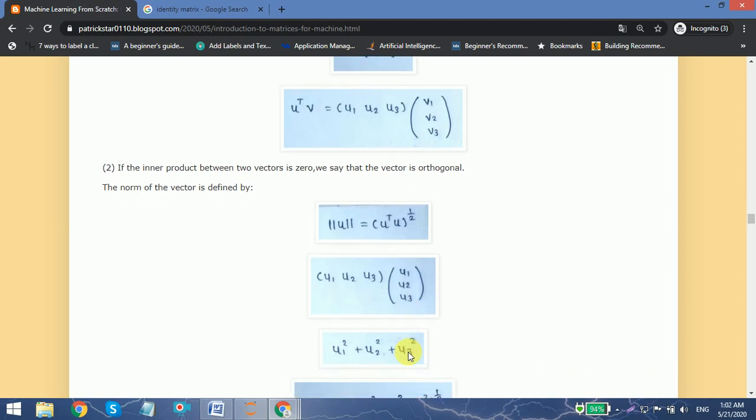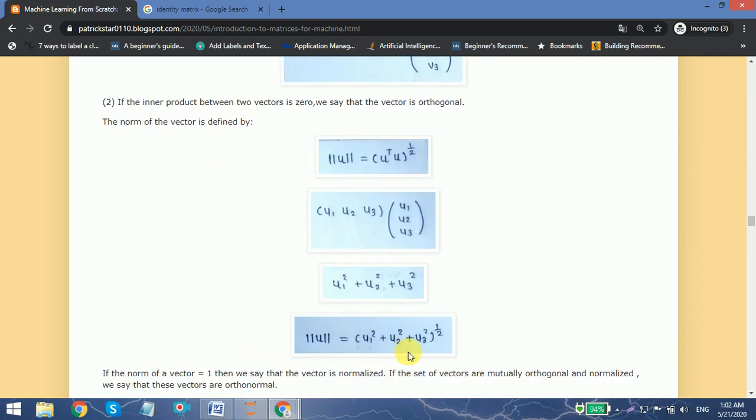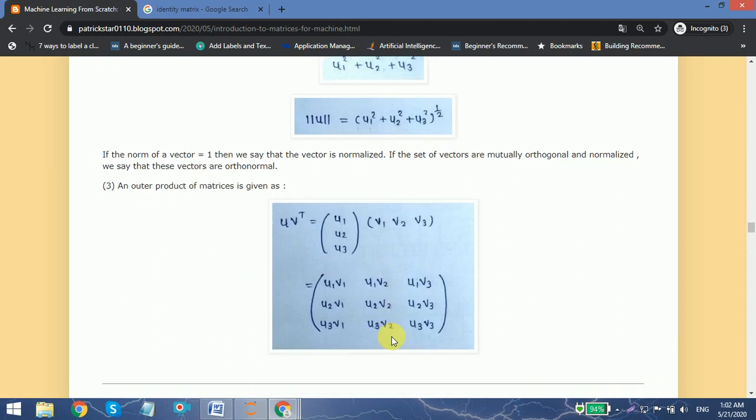Okay, before going to that, there is one more term called the norm of a matrix or norm of a vector, that is defined by the square root of the transpose multiplied by the original value. So here you can see that the transposed and multiplied value of u gives us u1 square plus u2 square plus u3 square. So the norm will be the square root of this multiplied matrix, and I think it is pretty easy to understand. Okay, so if the norm of the vector equals 1, then we can say that the vector is normalized. If the value of this addition is 1, then we can say the vector is normalized.